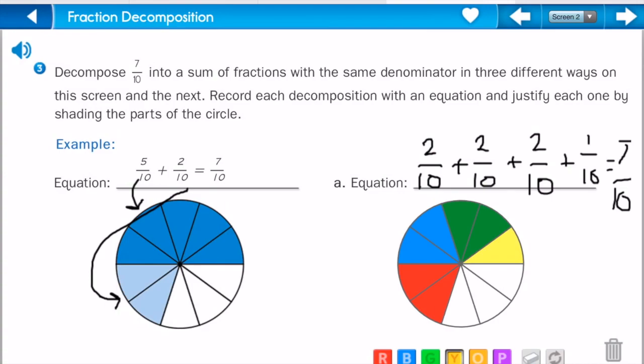That equals 7/10. If I look at this page right here, I have 2/10, which is my red pieces, another 2/10, which are these blue pieces, another 2/10, which are these green pieces, and 1/10, which is my yellow piece. If I add these all together, I get 7/10, just like over here in the example. Alrighty, let's go on to the next page to see how we can break it up a couple more times.